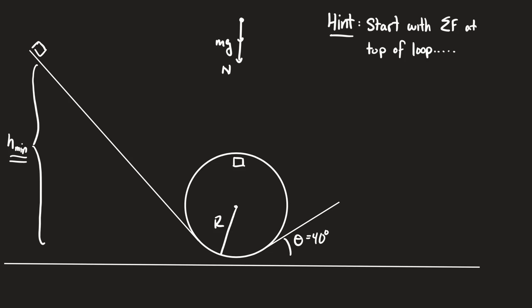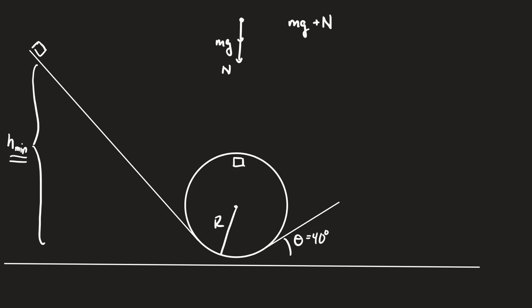The cars can go faster than that, because that would mean there would be normal force required to keep them on the track, and that's okay. They can't go slower than that, because then the normal force would have to pull up on the cars. But right now, we can say that mg plus normal would equal mv squared over r.